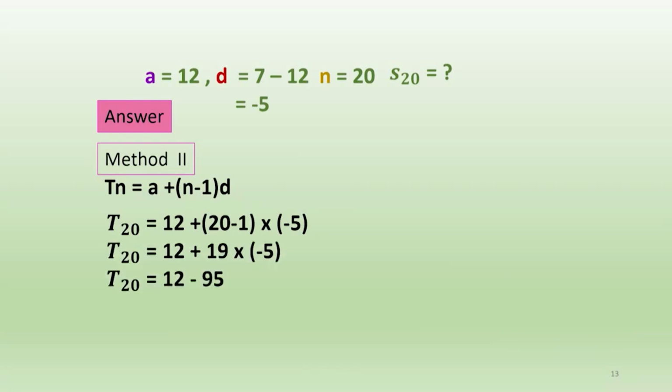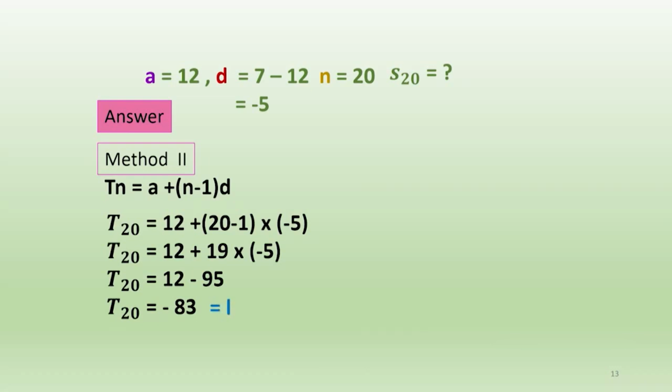Then we simplify. We have to simplify correctly with the minus signs. When you multiply 19 and minus 5, we get minus 95. Okay, we have to consider the signs. Minus 95. Then we got T20 is equal to minus 83. Okay, children, why have I found this T20? To apply the next formula. Here I am going to substitute this value.